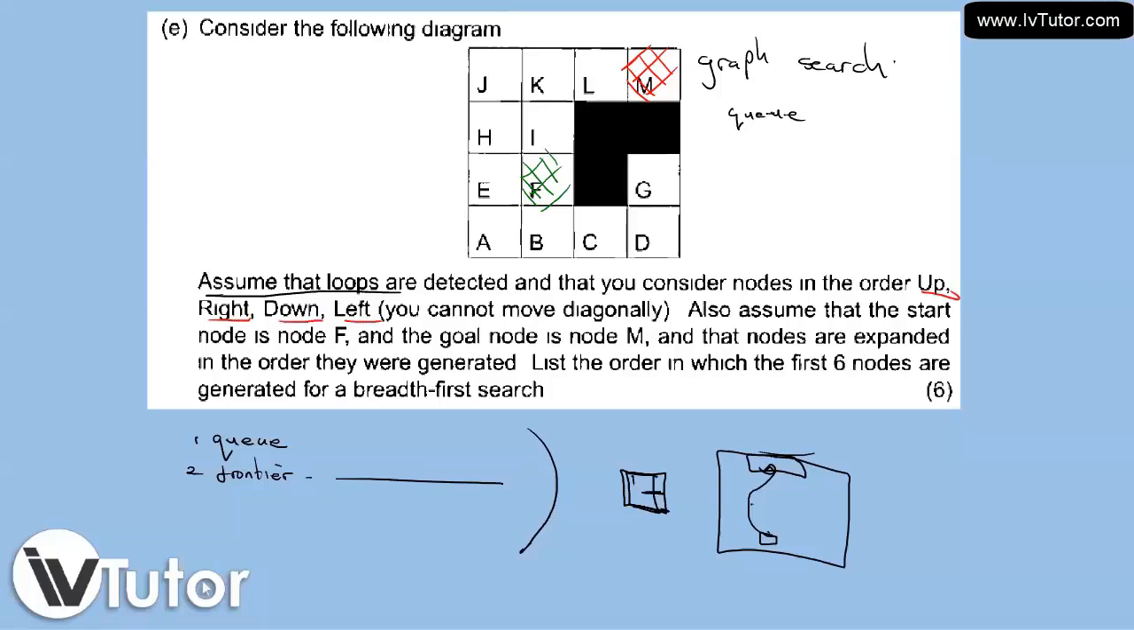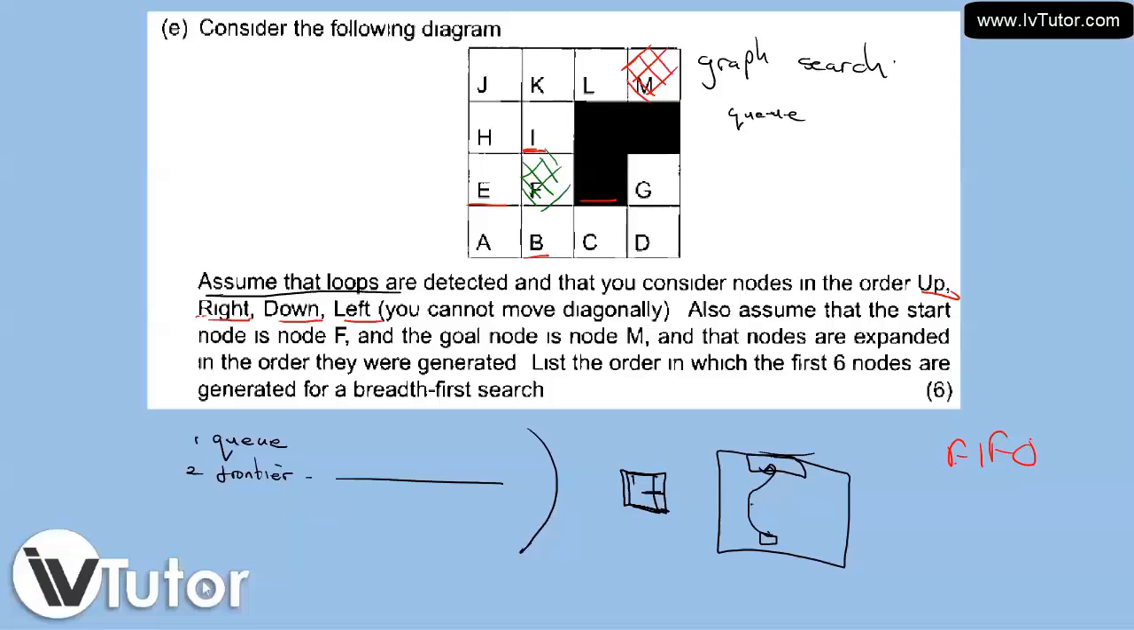Also assume that the start node is F and the goal node is M, and that nodes are expanded in the order in which they're generated. So it's a FIFO queue. What does it mean? As they're generated, we go up, then right, then down, then left. So if I started with I, then I'm going to expand I first.